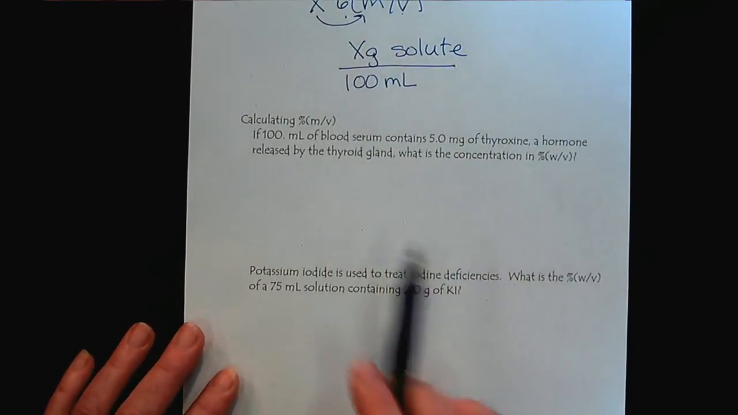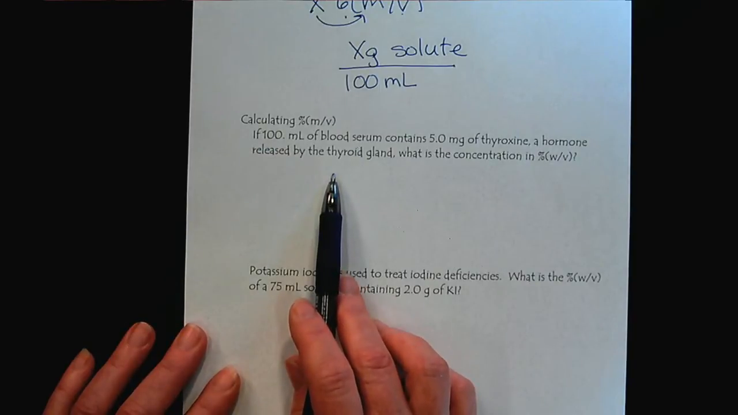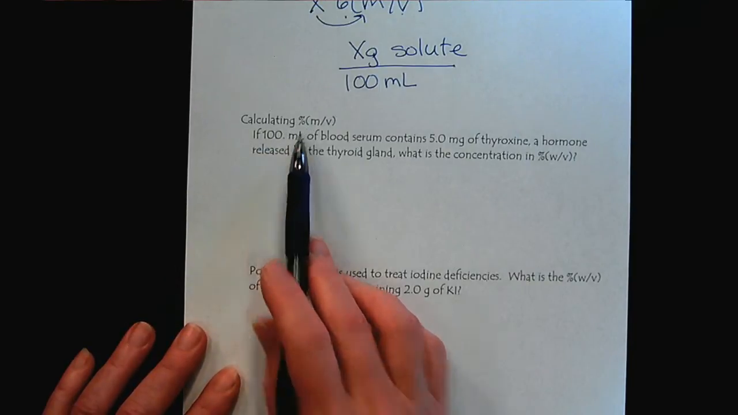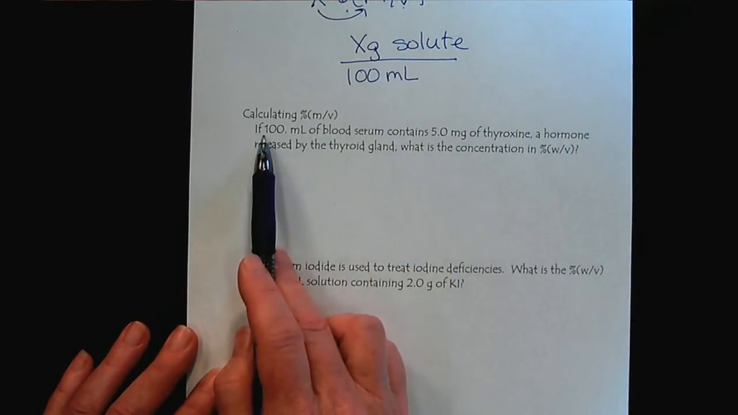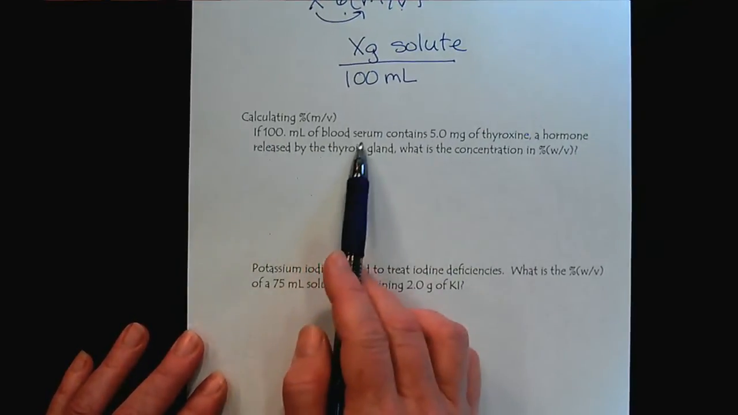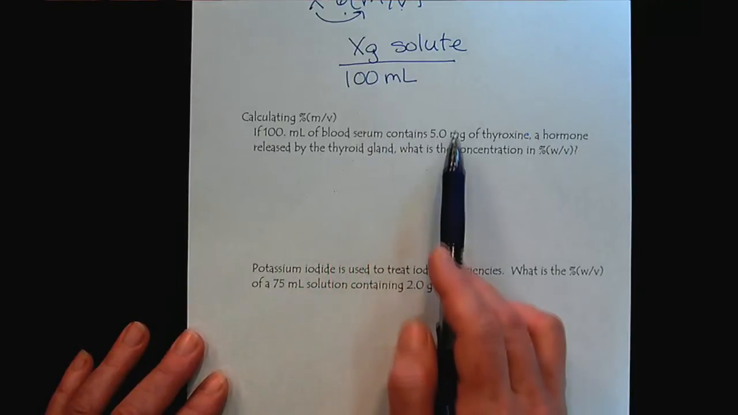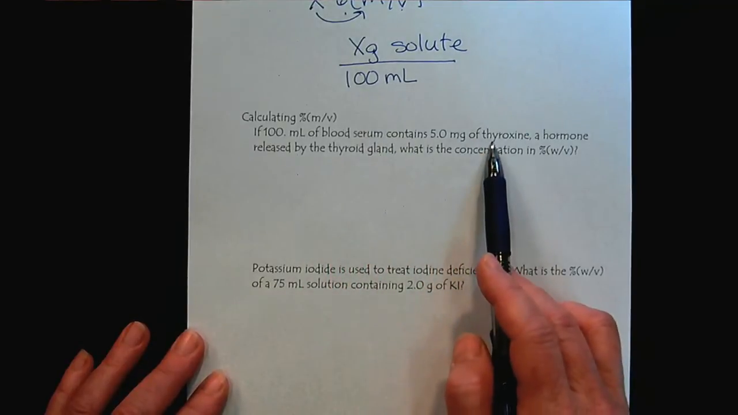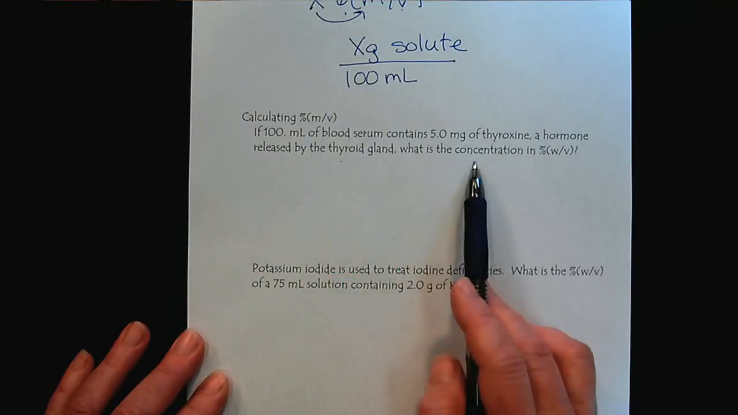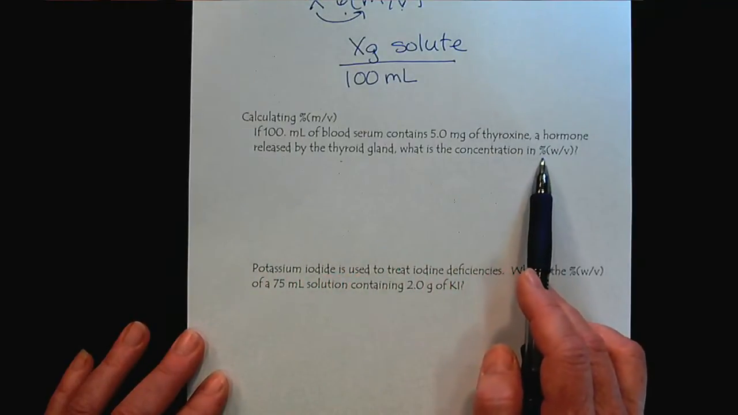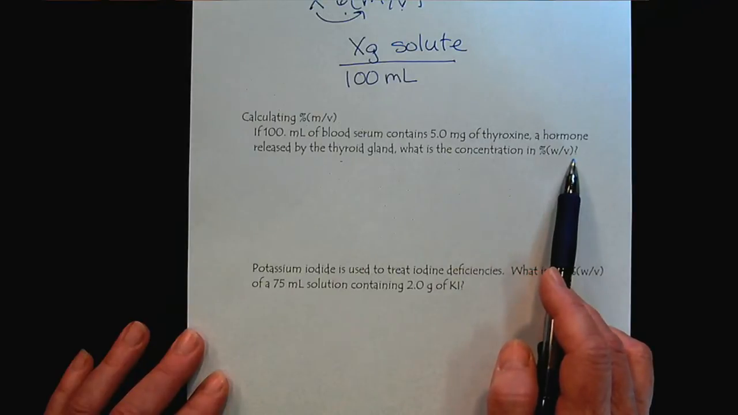So let's practice calculating percent mass volumes. If we have 100 milliliters of a blood serum containing 5 milligrams of thyroxine, a hormone released by the thyroid gland, what is the concentration in percent mass over volume?